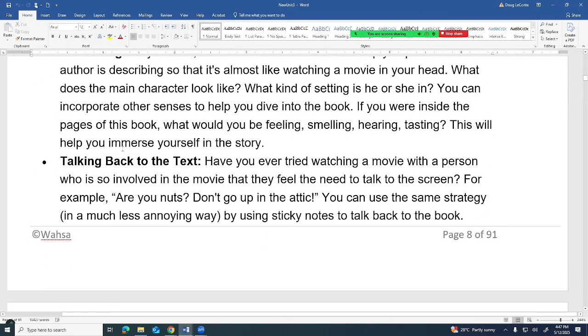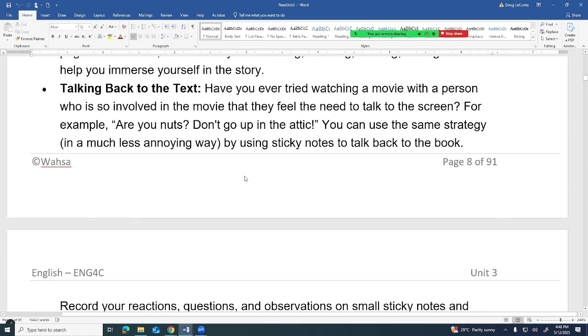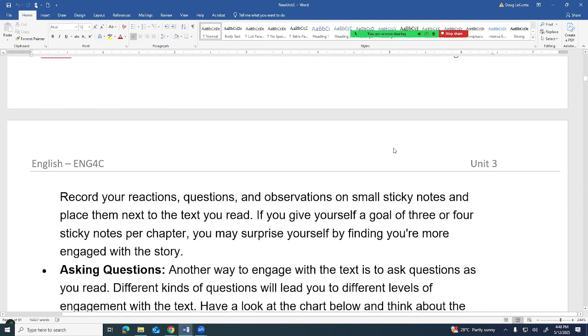And then we have another strategy: talking back to the text. Have you ever tried watching a movie with a person who is so involved in the movie that they feel the need to talk to the screen? For example, are you nuts? Don't go into the attic. You could use this same strategy in a much less annoying way by using sticky notes to talk back to the book.